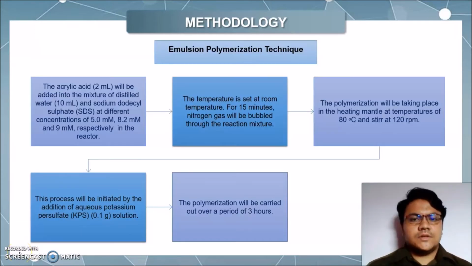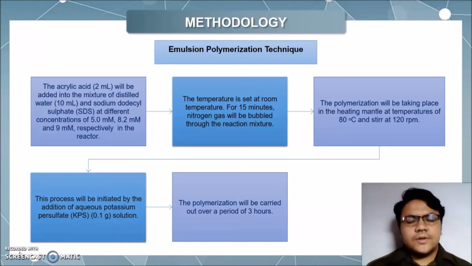For the emulsion polymerization technique, 2 ml of acrylic acid will be added into a mixture of 10 ml distilled water and sodium dodecyl sulfate at different concentrations, which are 5 millimolar, 8.2 millimolar, and 9 millimolar respectively, in the reactor. Set at room temperature, for 15 minutes nitrogen gas will be bubbled through the reaction mixture.